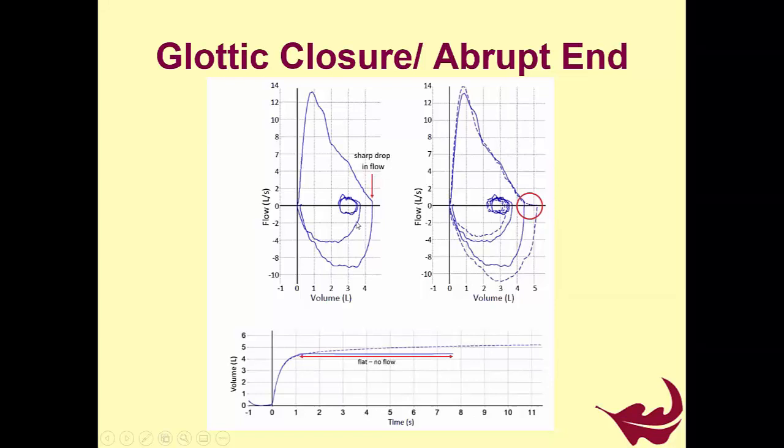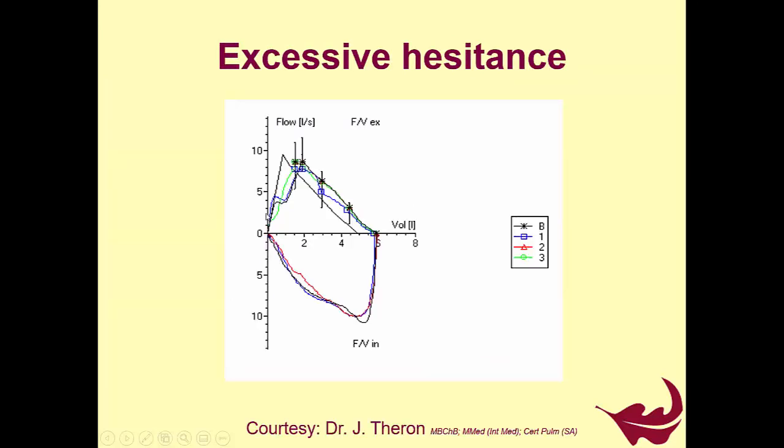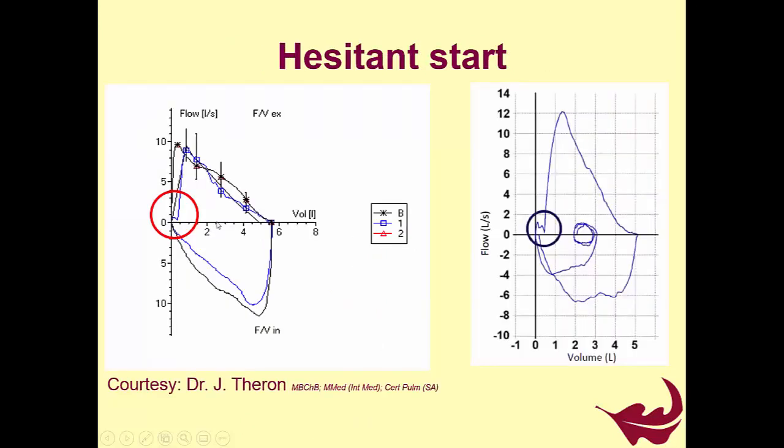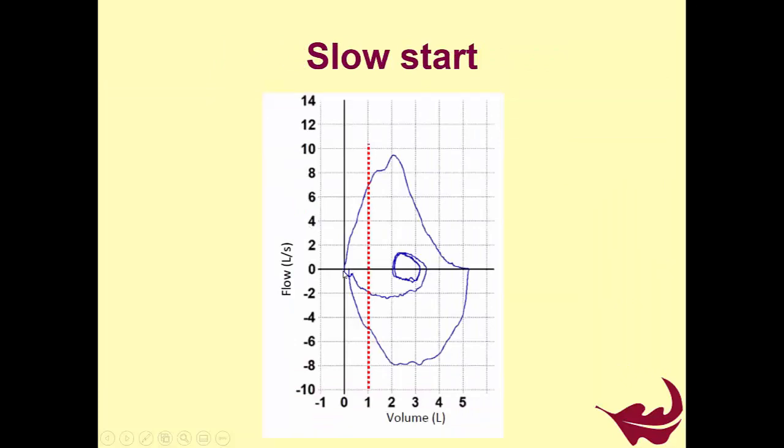This is an artifact that is very, very common. A hesitant start, so here you can see the person started exhaling and then again, so these are not acceptable and we cannot use them in the interpretation. This is just an example of excessive hesitance. While these are in the beginning, you can see these are later on. And this is an example where the person did not give a full blow.